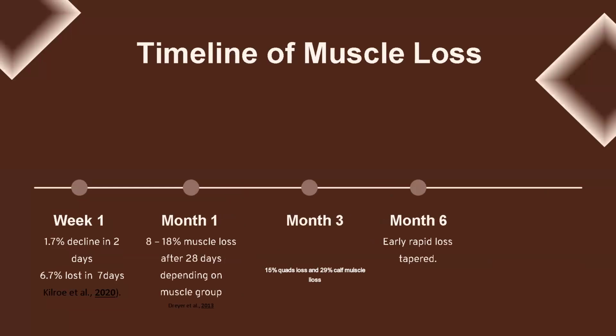So what are the timelines of the muscle loss? When can you start seeing actual losses, or when can you start expecting losses in the clinical setups, or even at home for bedridden or very sedentary persons? So short periods of muscle disuse lead to significant decrements in muscle mass. Within 1 week, we are able to see a 1.7% decline in just 2 days and 6.7% lost in 7 days.